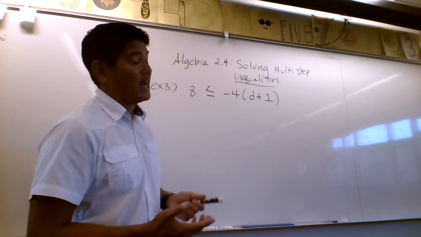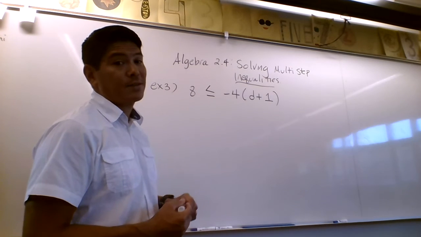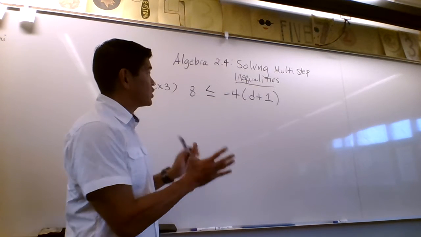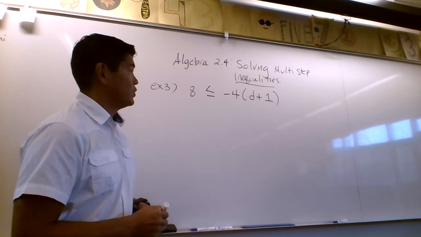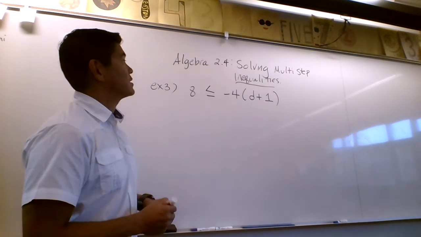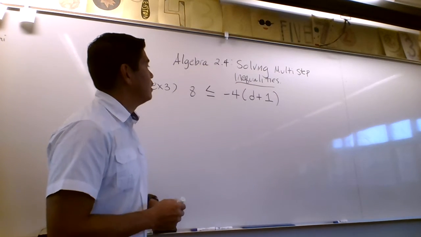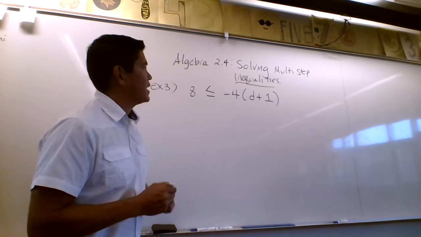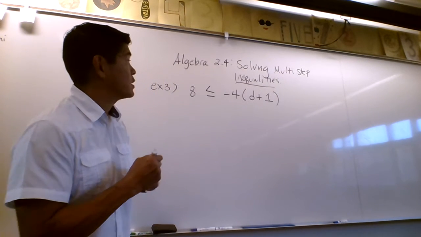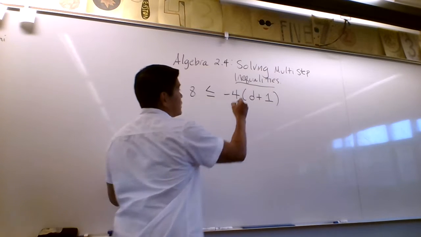You could solve this as is and then get the variable to the left side in the very end, or you could just switch the sides right off the bat. There's a lot of different approaches that you can take other than what we'll do. So here's what I notice. In parentheses, you have a d plus 1 on the right side and negative 4 directly in front. So you have to distribute the negative 4.